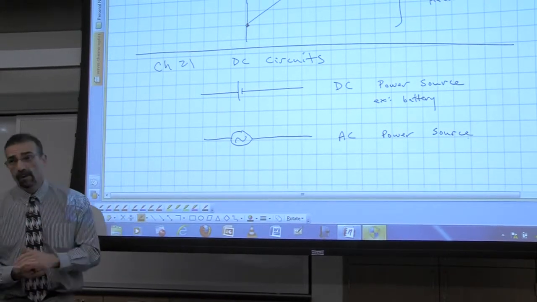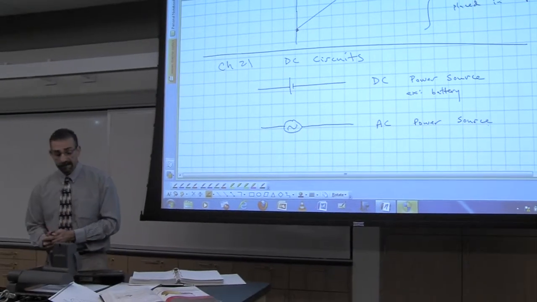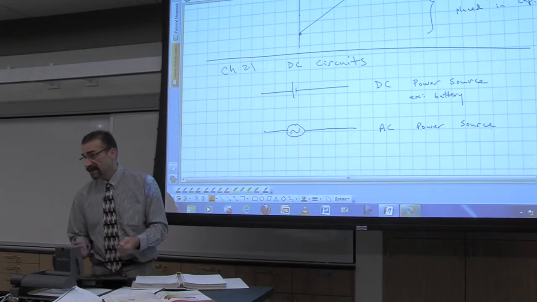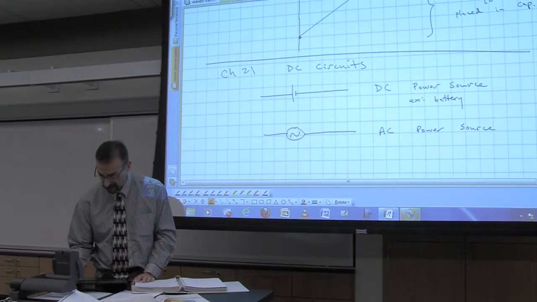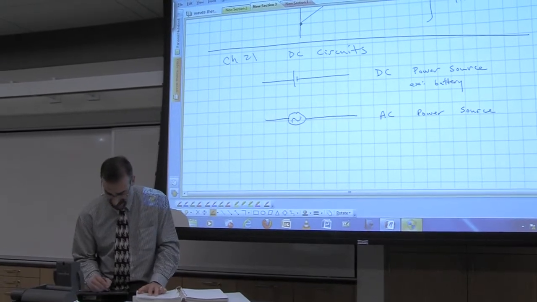That's what's coming out of our walls. AC. So most of the devices, anything that plugs in, is designed to run off of AC power. We're going to focus on DC power. And then we have some devices we have to deal with.